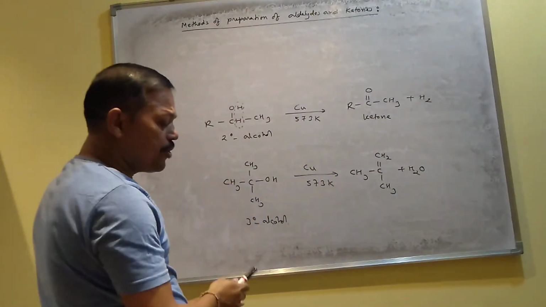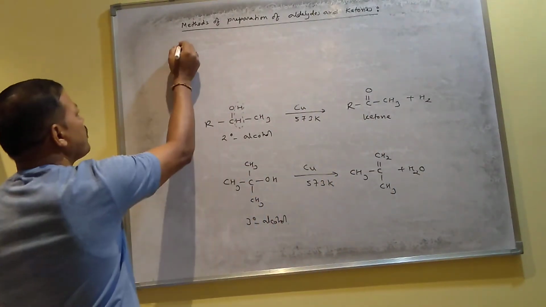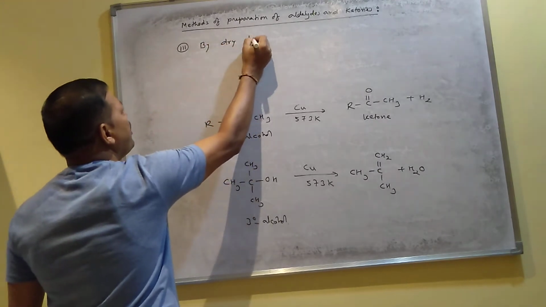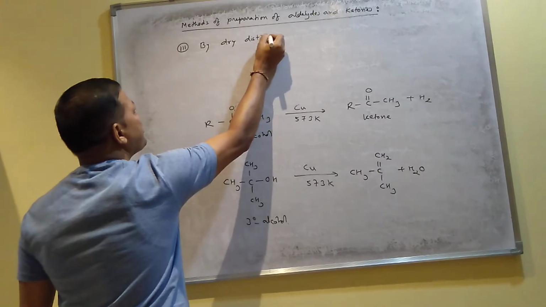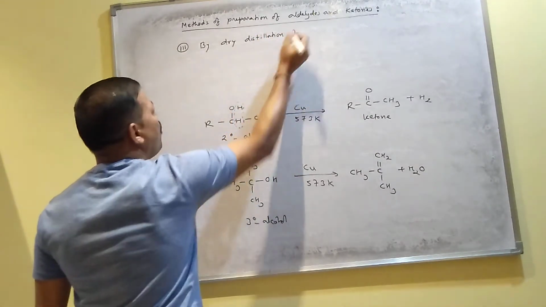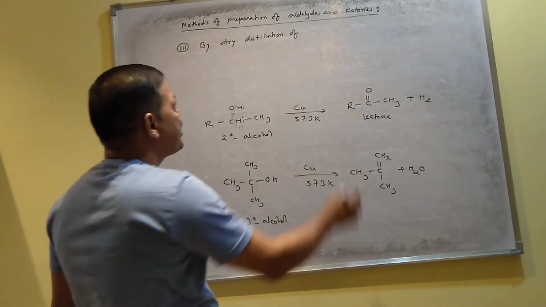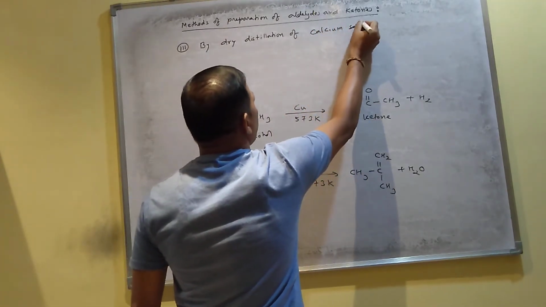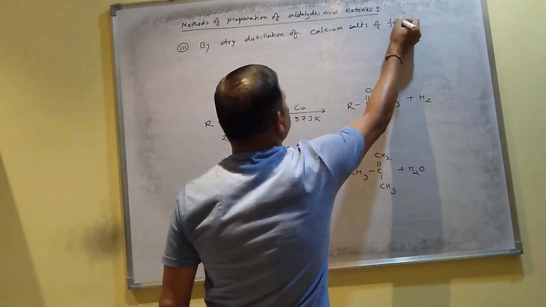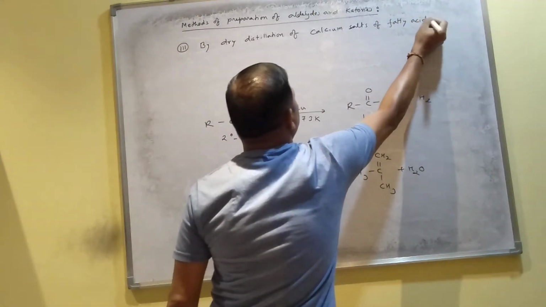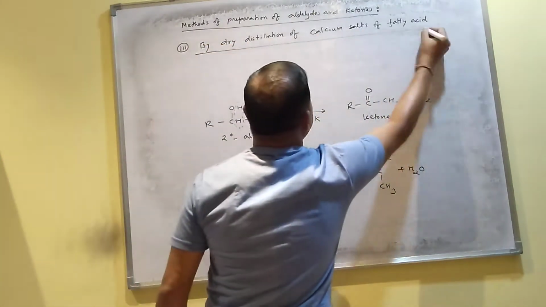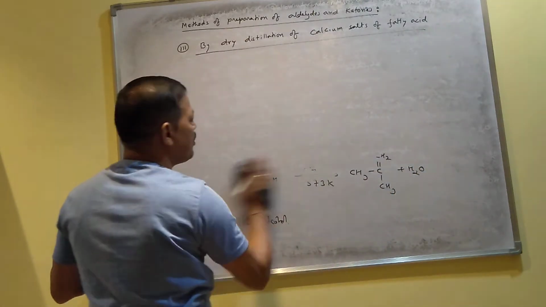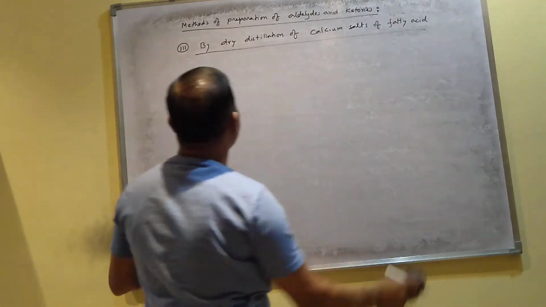Now number 3 method. Number 3 method, by dry distillation of calcium salt of fatty acid. Calcium salts of fatty acid. By dry distillation of calcium salt of fatty acid. This is the number 3 method of preparation.